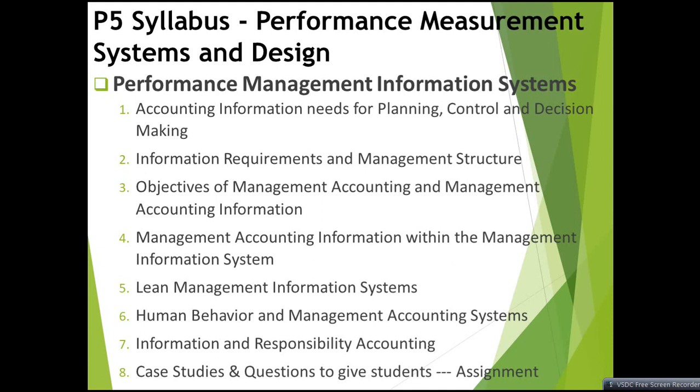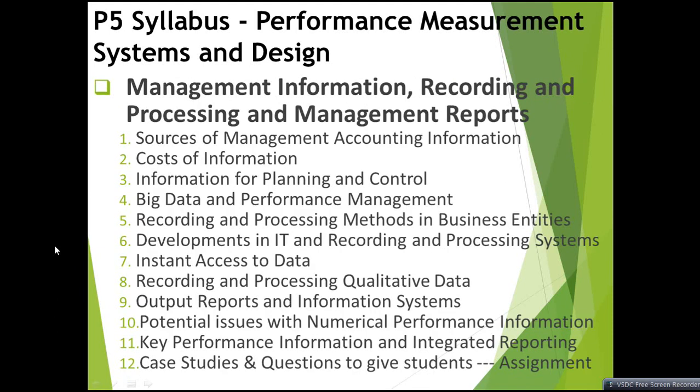Then lean management information system. What it is, we'll discuss in detail. Then human resources, human behavior and management accounting system we will need as well, about your human team, because you know that machines will work according to their software, but human behavior may change. As a result of that, it may create risks to your company. How to manage it? Then information and responsibility accounting, how you will do it. So all these topics we shall discuss in detail.